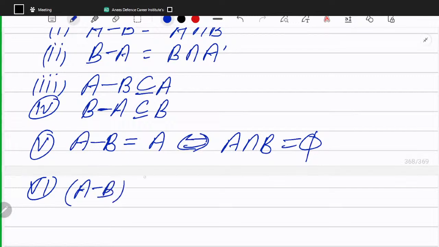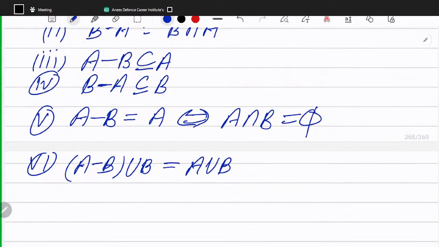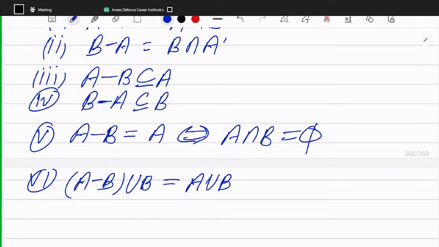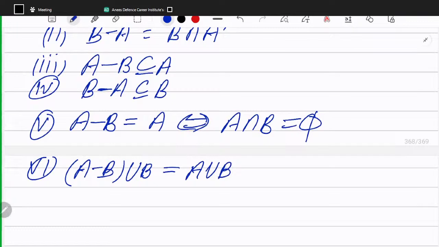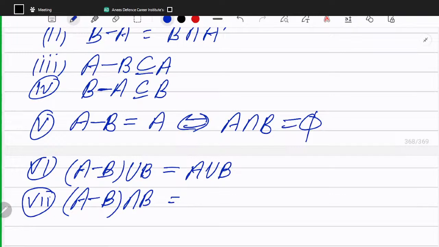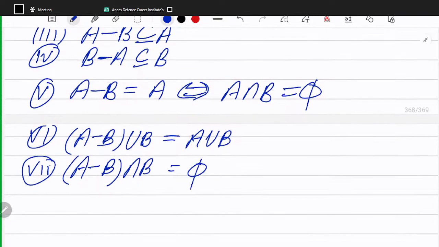The sixth one is A minus B union B, that is A union B. You can draw the Venn diagram, and from there you can see all these properties. That means left hand side must be equal to right hand side. A minus B union B, that is A union B. Seventh one is A minus B intersection B is equal to phi.